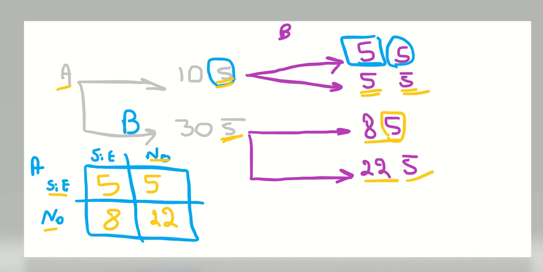Okay, so quickly let's calculate the margins. 5 and 5 is 10, and we shouldn't be surprised because these are the 10 of A. Okay, which leaves us with 30.